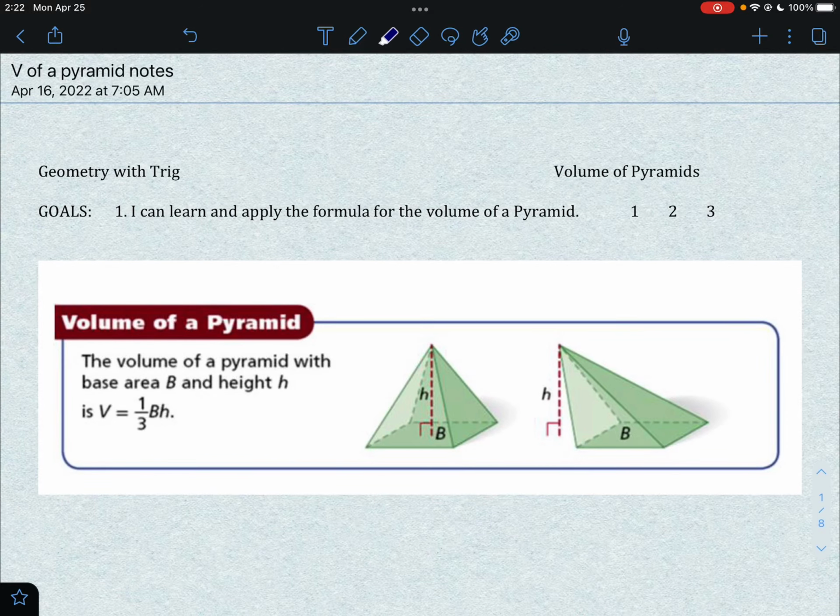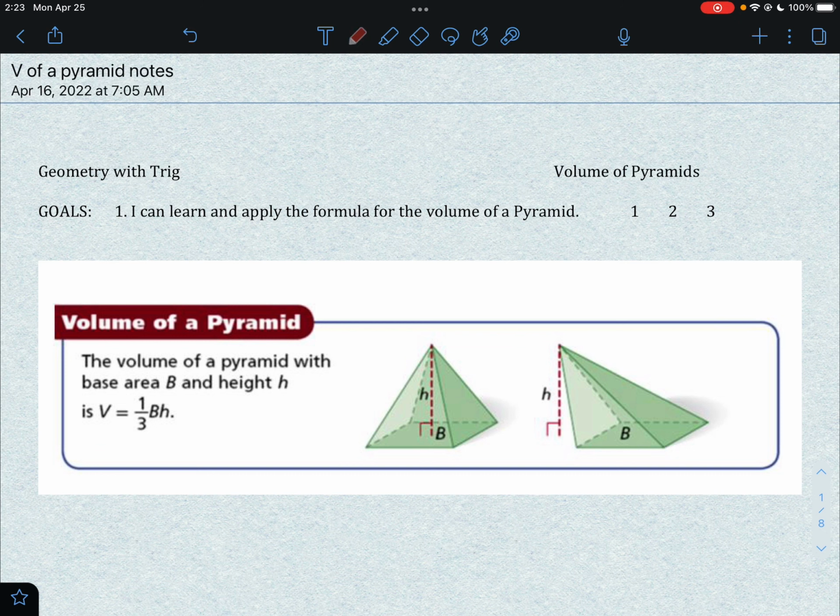And today we're going to take a look at our final shape and find the volume of it. And this shape is going to be a pyramid. So the volume formula for a pyramid, you can see right here, is 1/3 times B times H. B is the area of the base. H is the height of the figure.